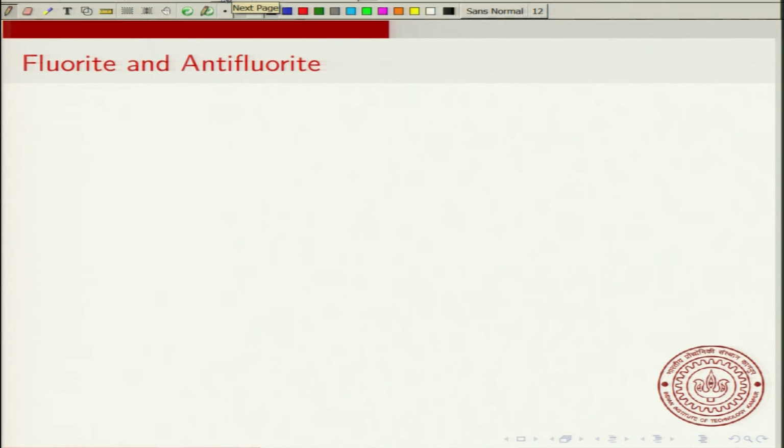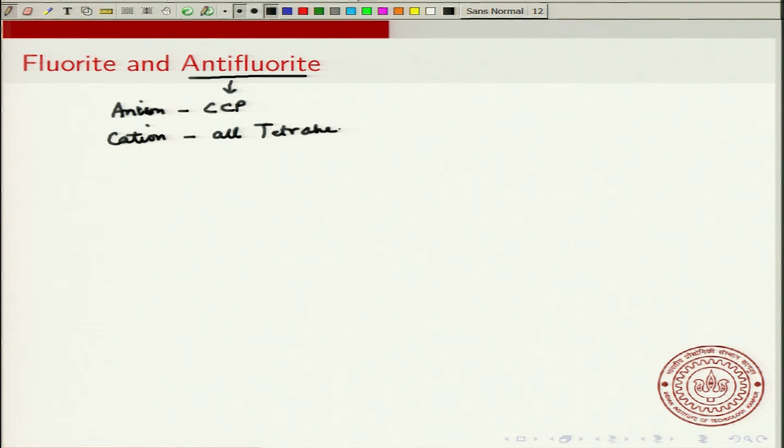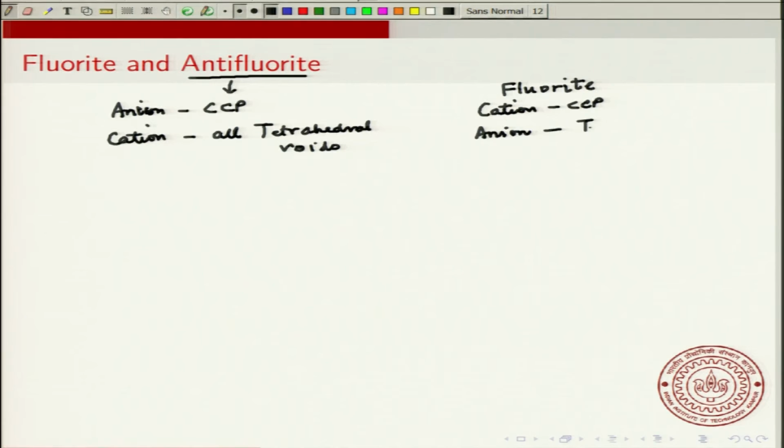Next, we are going to look at these structures, fluorite and antifluorite. Let's look at the antifluorite. Here the anion forms a CCP, and the cation occupies all tetrahedral voids. In the fluorite structure, the only difference is that the cation forms the CCP and the anion occupies tetrahedral voids. So these two are related structures.